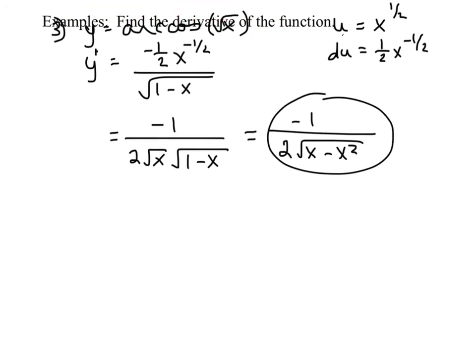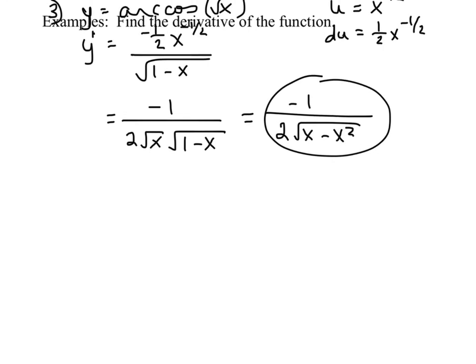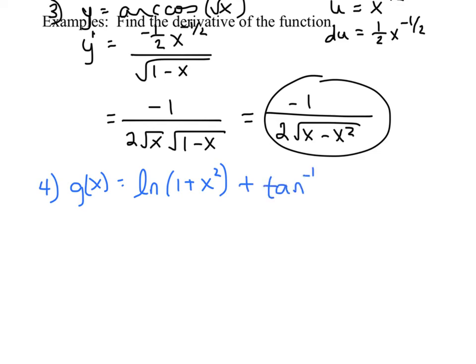Okay, we're going to try one more. So let's go ahead and do number 4. And we're going to write this as g of x is equal to natural log of 1 plus x squared plus inverse tan of x. Okay, so we have 2 different things that we have to take the derivative of here, and of course linked with a plus sign. So we're going to go ahead and do g prime of x.